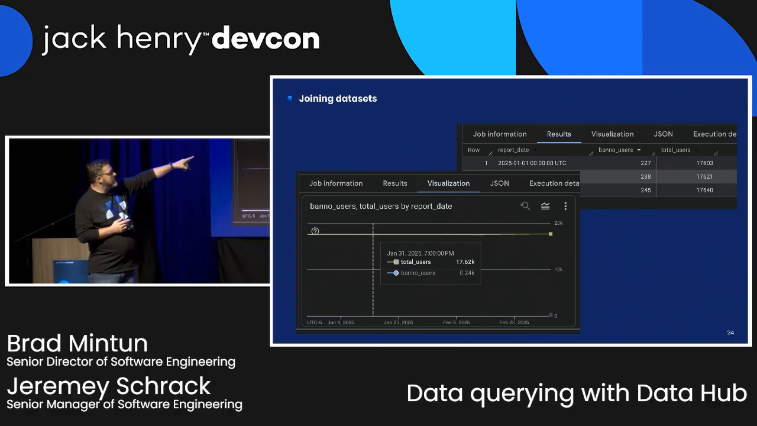So the first screenshot is the raw output from that query: how many users by date were Banno users versus total. I should have put members there instead of total users, but that's my miss. So you can see that you have 17,000 members, and of those, 227 have enrolled in Banno.